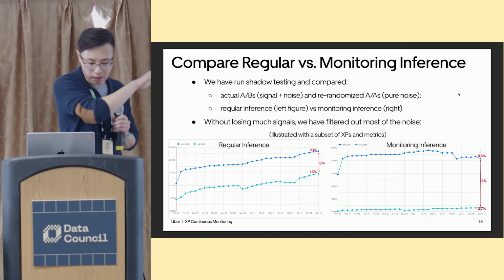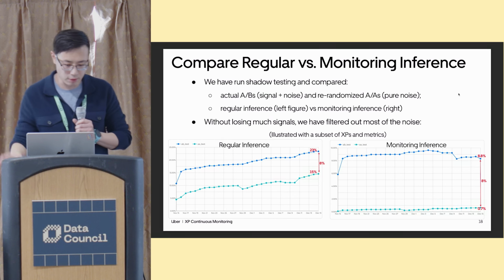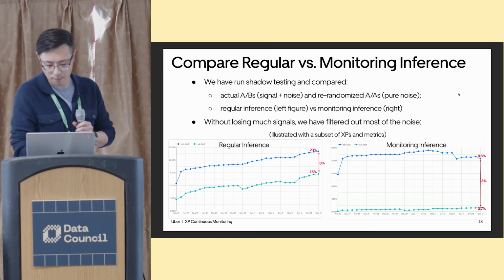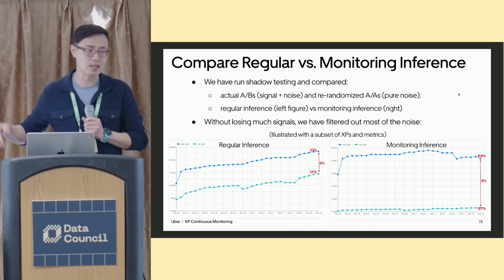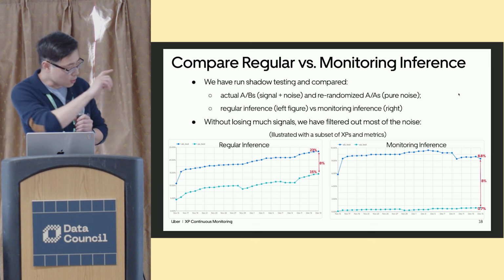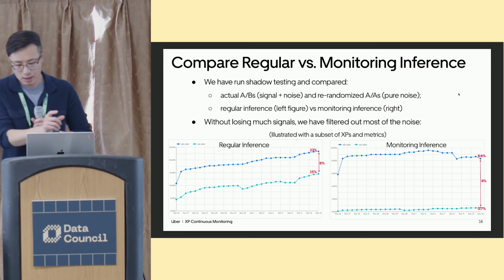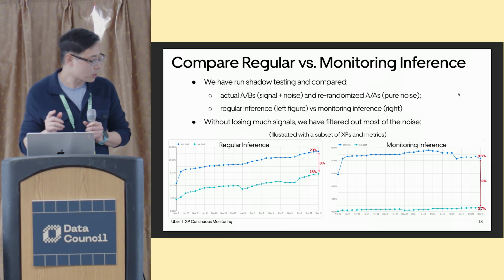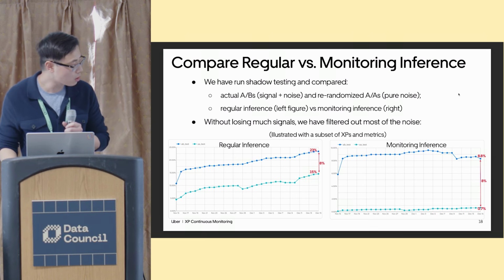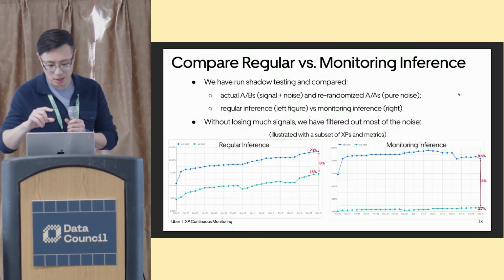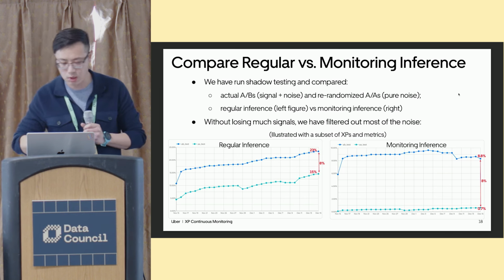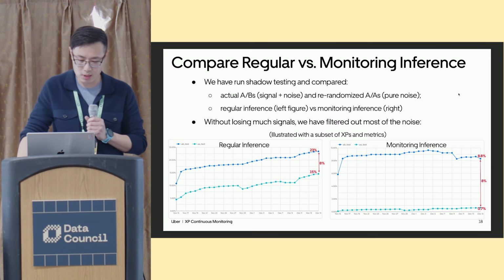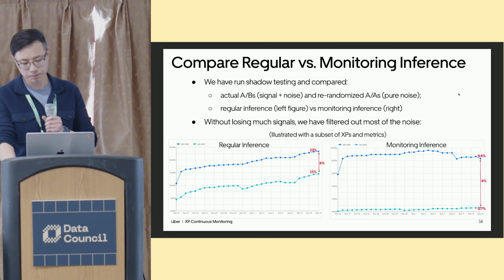So here I show on the left-hand side the fixed horizon inference, regular inference results when we track these XPs and metrics for 30 days and track their detection rates. And on the right-hand side is the monitoring inference results. First, note that in both plots, the difference between AA and AB test remains roughly 8% on average. This means that on average, we really didn't lose much signal. But as you can see, we lowered the false positive rate from 15% to less than 1%. So we successfully filter out the noise in continuous monitoring.